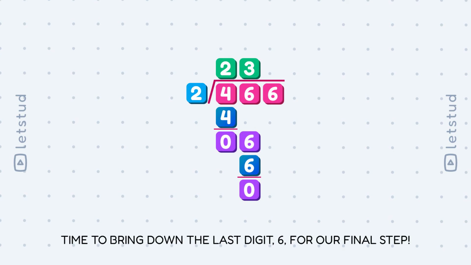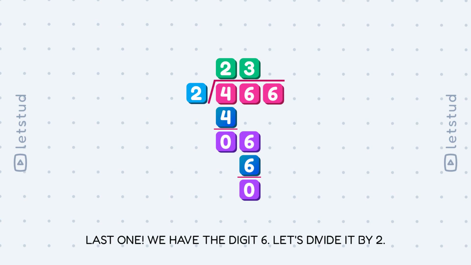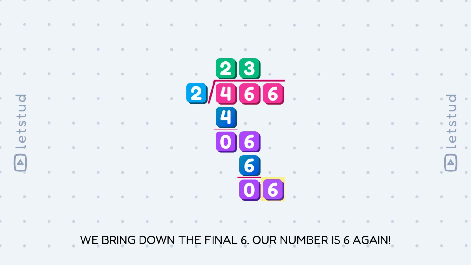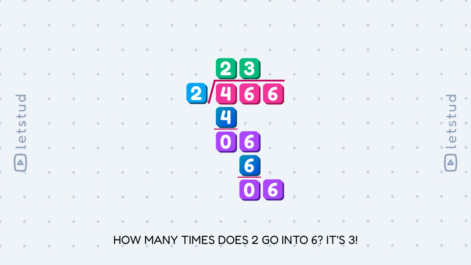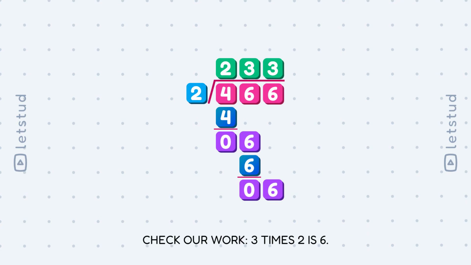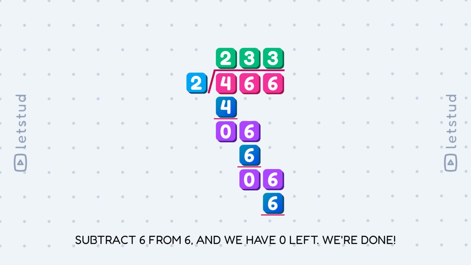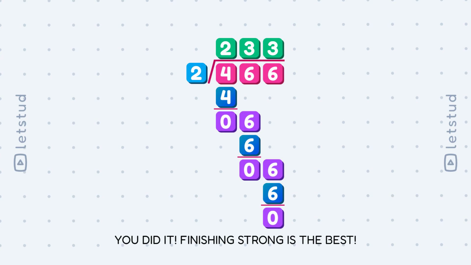Time to bring down the last digit, 6, for our final step. Last one, we have the digit 6. Let's divide it by 2. We bring down the final 6. Our number is 6 again. How many times does 2 go into 6? It's 3. Check our work: 3 times 2 is 6. Subtract 6 from 6 and we have 0 left. We're done. You did it, finishing strong is the best.